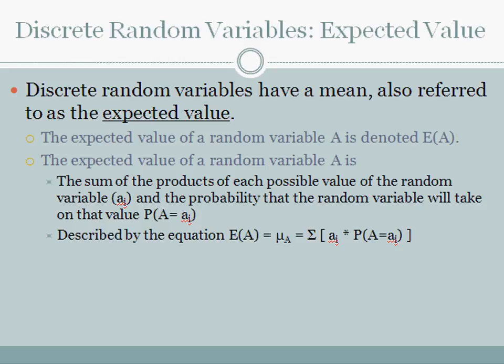Discrete random variables have a mean, which is referred to as the expected value. The expected value of a random variable A is denoted E of A. E of A is calculated by summing the products of each possible value for the random variable and the probability that the random variable will take on that value. This is described by the equation E of A is equal to the mean of A, which is equal to the sum of each value of A times P of the corresponding value of A.